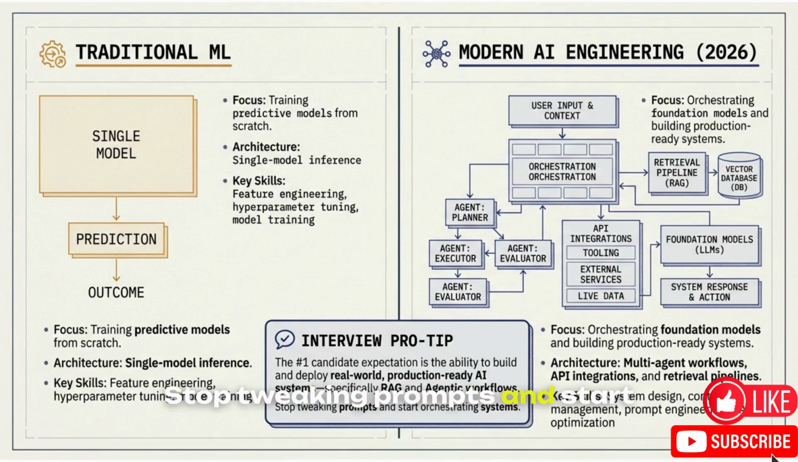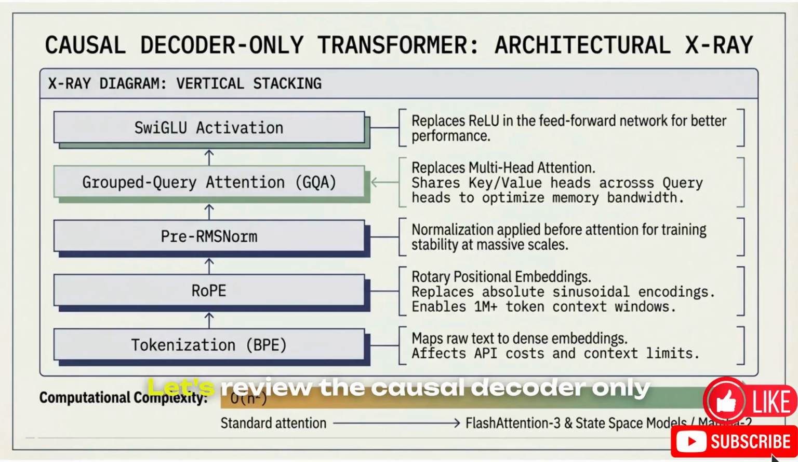Stop tweaking prompts and start orchestrating systems. Let's review the causal decoder-only transformer architecture. Key modern components include SwiGLU activation for better performance and grouped query attention for optimizing memory bandwidth. Techniques like RoPE enable context windows of over 1 million tokens, pushing computational complexity toward O(N).